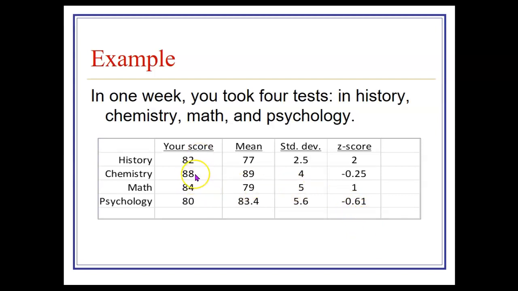So going just by your absolute score, you did best on the chemistry test. But relative to the rest of the class, you did best on the history test. Next best on the math test. Those were the 2 tests where your score was above average. And then on chemistry and on psychology, your score was below average. So still in the 80s, not a bad score, but just not as good as what some of the other people who took that same test did.